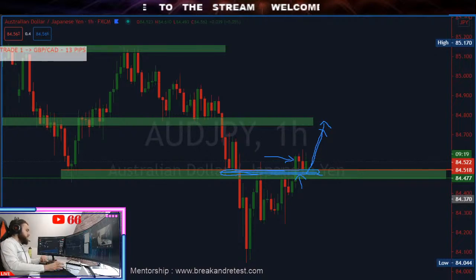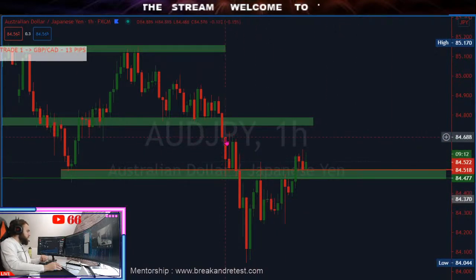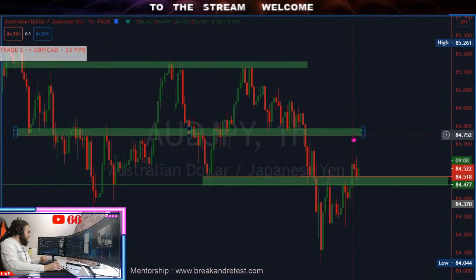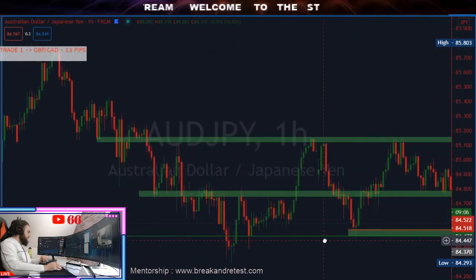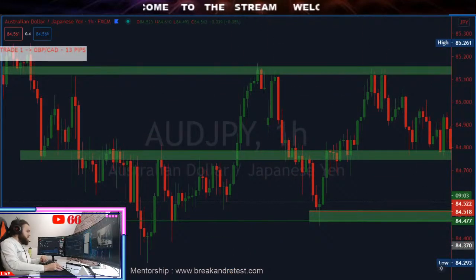But what we do is we secure earlier. We don't want to anticipate a big move. We want to anticipate a small move based on levels, from one level to another level, and that's it. See this AUDJPY here.